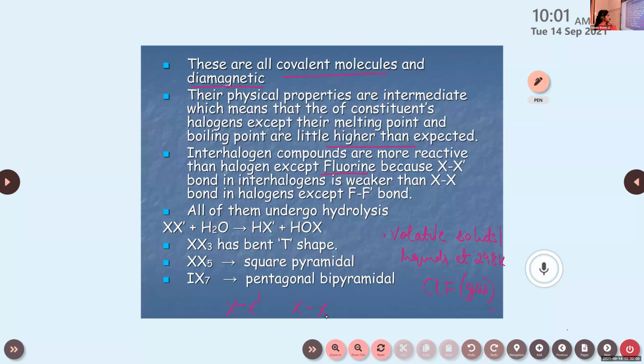Clear? That's why these interhalogen compounds are more reactive. The bond between these two is weaker, so it is very easy to break and they can be involved in chemical reactions. The exception is fluorine, where the FF bond is very much stronger. For the remaining interhalogen compounds, they are more reactive because the XX' bond is weaker, so it is easy to break and involve in chemical reactions.